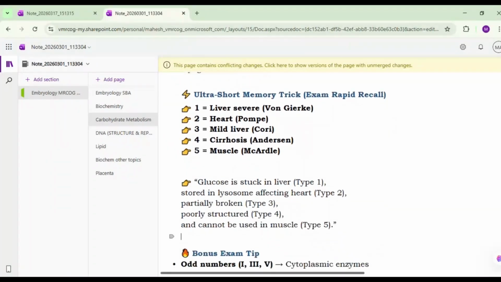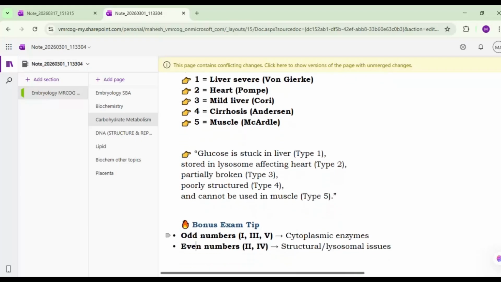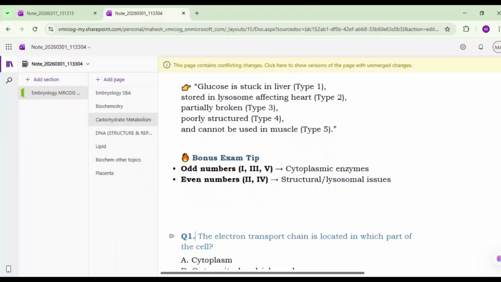That is why I have covered this. So glucose stuck in the liver, type 1. Stored in the lysosome, affecting the heart, is type 2. Partially broken, that is the debranching enzyme, type 3. Then poorly structured, that is the branching enzyme, type 4, and cannot be used in the muscle, severe muscle weakness, is type 5, McArdle's disease. So another way to remember is odd numbers, that is 1, 3, and 5. These are the cytoplasmic enzymes, and type 2 and type 4 enzyme deficiencies are structural or lysosomal enzymes.